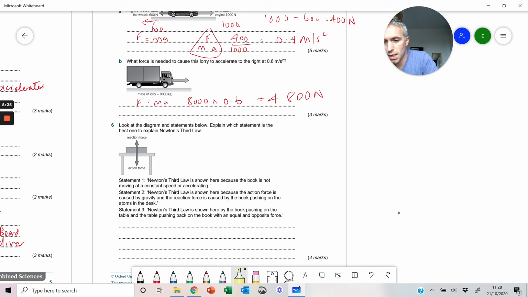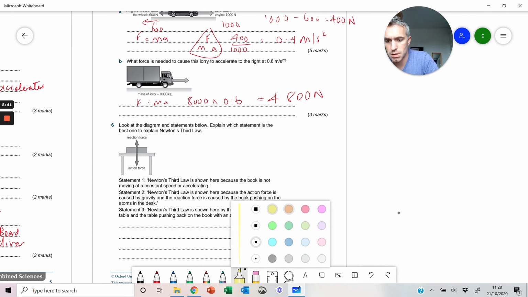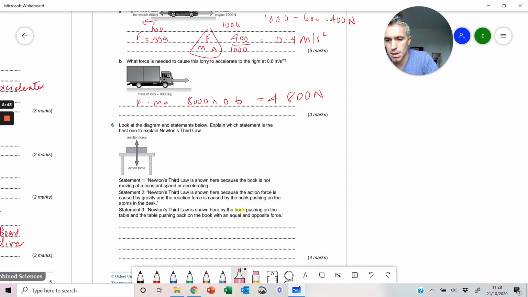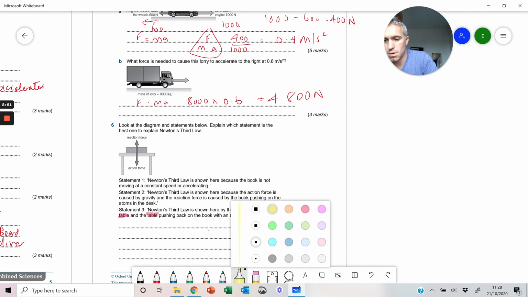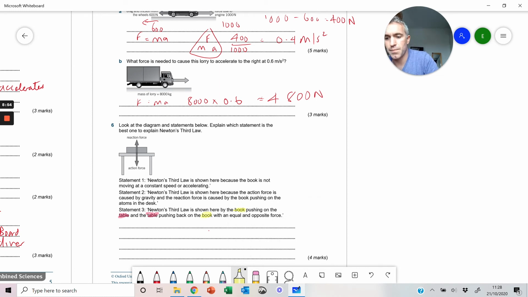Here we go. Object A exerts a force on object B. Object B exerts an equal and opposite force on object A. That's why it's Newton's third law. There's going to be two things and they're going to be doing the same thing to each other, just in different directions. Do I need to write that out? I just explained it. No, it's the same. I just explained it. I'm so needy.